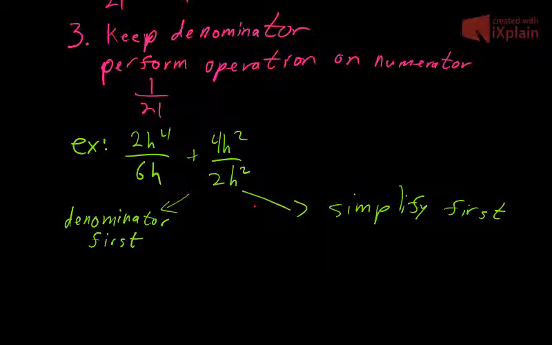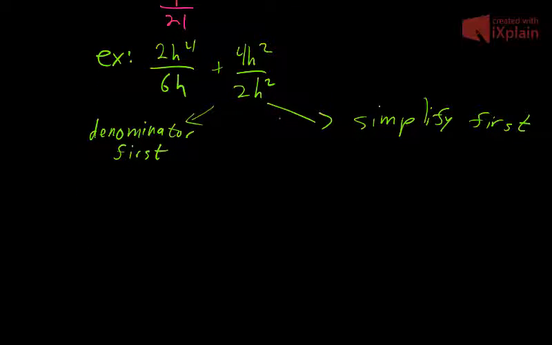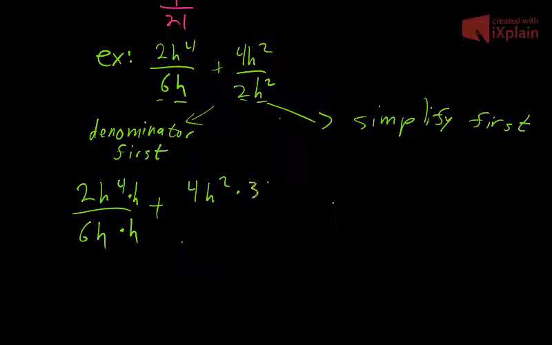So we'll come back up and do the simplifying first in a second, but I want to try finding the denominator first. So 6h and 2h squared obviously aren't the same, so we've got to find a way to make them the same. I got an h here and an h squared here, so I could take my 2h to the 4th over 6h and multiply the top and bottom by h, and that would get me to 6h squared. And then the other one, my 2 needs to become a 6, so I'll multiply that by 3, 4h squared times 3 over 2h squared times 3.